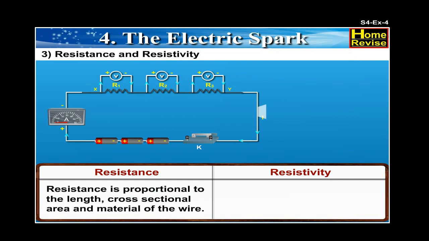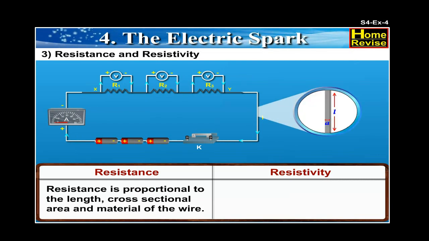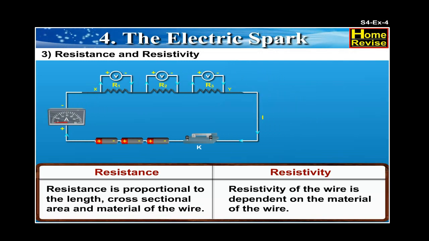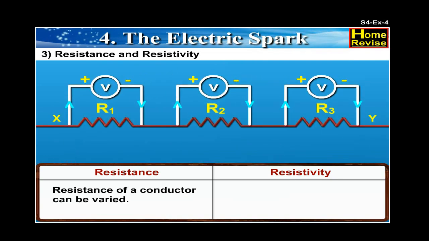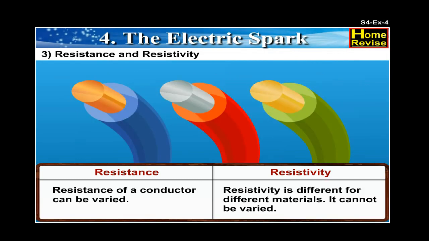Resistance is proportional to the length, cross-sectional area, and material of the wire, while resistivity of the wire is dependent on the material of the wire. Resistance of a conductor can be varied, whereas resistivity is different for different materials. It cannot be varied.